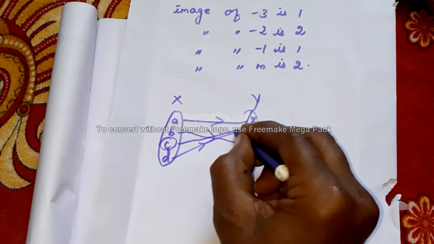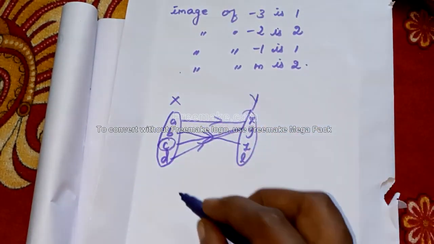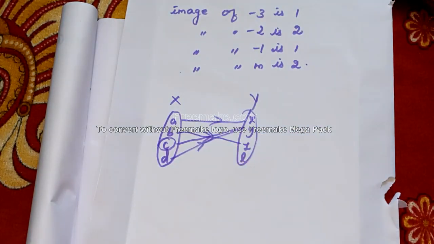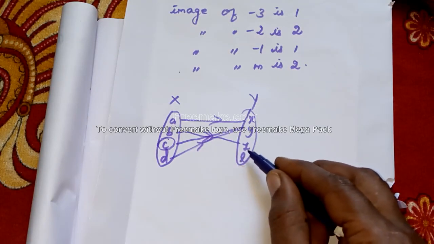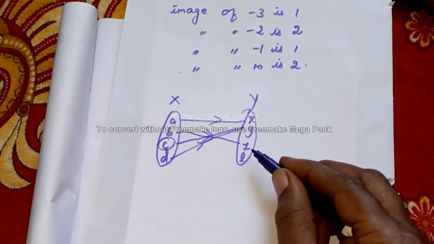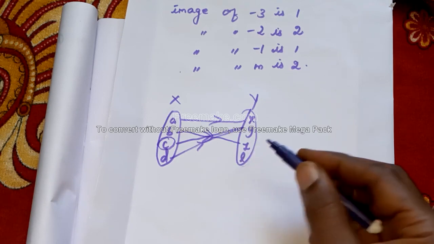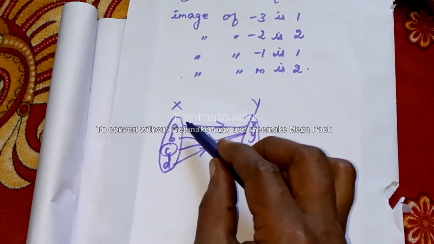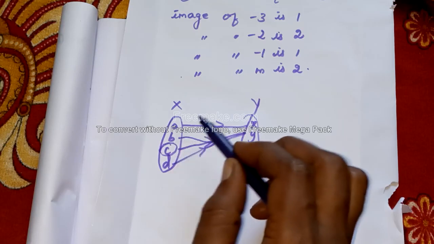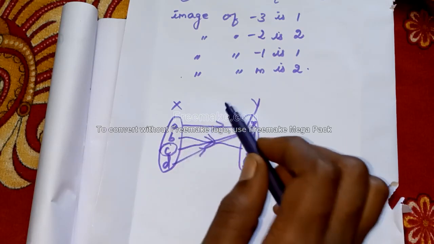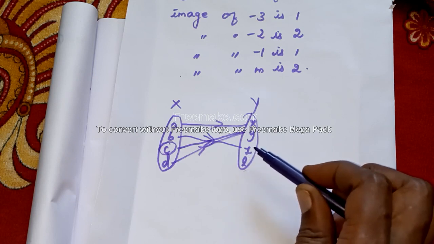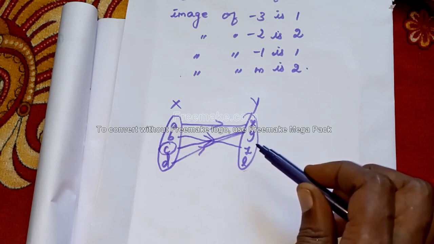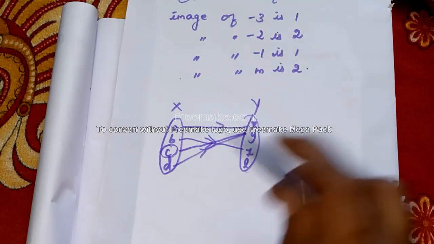Now, is it a function? Yes, it is a function. This L does not have a pre-image even though it is a function. If an element in X does not have an image, it is not a function. If an element in Y does not have a pre-image, it is still a function. Okay, clear, students? Once again, I am explaining the definition.